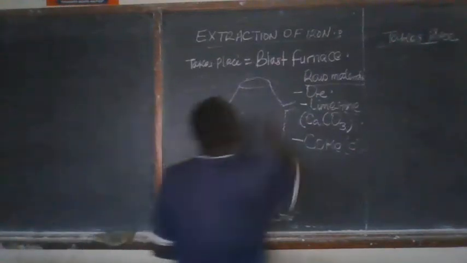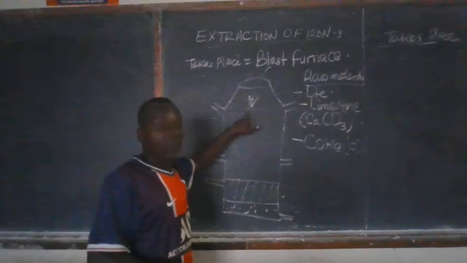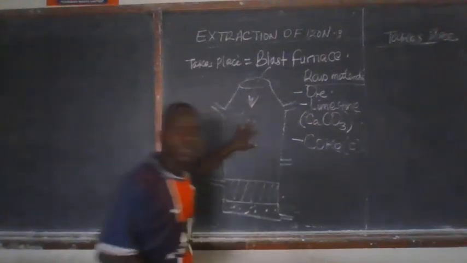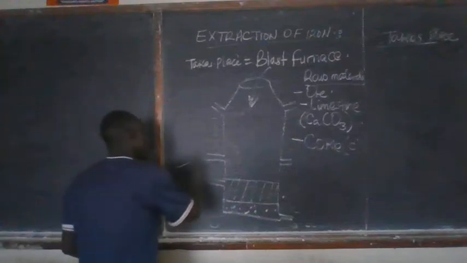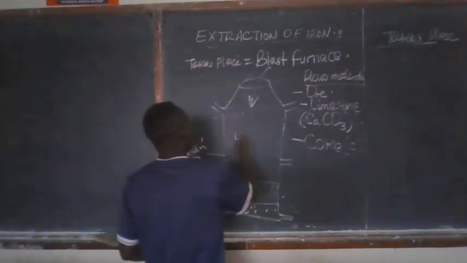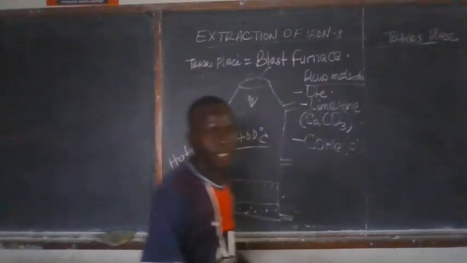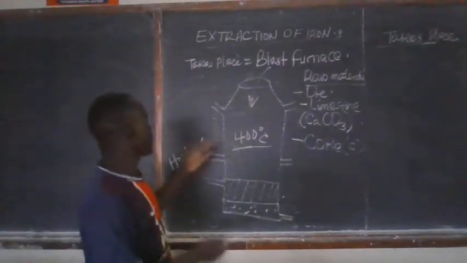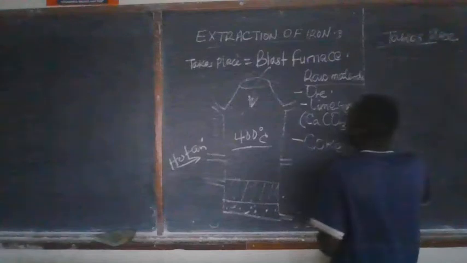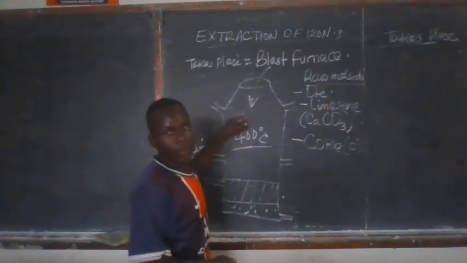So you realize that inside here we feed our raw materials. The ore, the limestone and coke are fed into the furnace. After feeding it into the furnace, we shall apply hot air. This hot air will give the furnace a temperature of 400 degrees Celsius. So when you get a temperature of 400 degrees Celsius, this hot air is going to react with unburnt carbon or coke to form carbon dioxide gas.